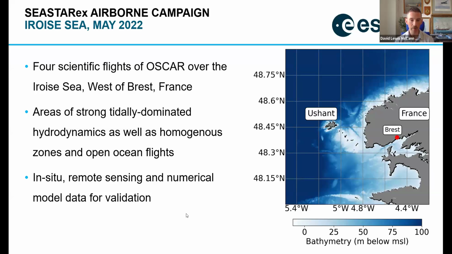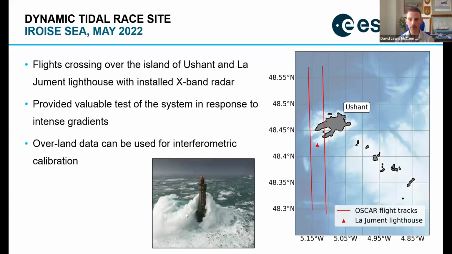But we also have a bunch of other remote sensing data, including an HF radar array that looks over this area, an X-band radar, as well as various numerical modeling and numerical weather prediction products. So the first flights that we'll talk about flew over this dynamic tidal race around the island of Ushant. And this is quite a famous area.